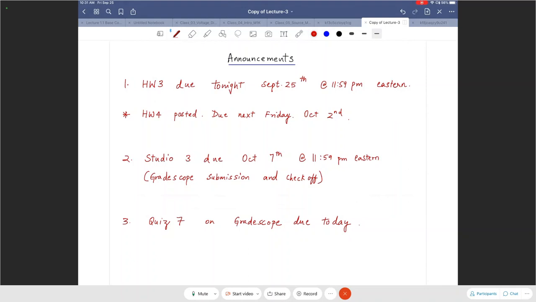Studio 3, some of you have already gotten checked off for that. Some of you have already submitted that on Gradescope, so that's really good. It is due October 7th, so you have some time to do this. However, it is probably one of the most complicated studios that you will do in this class, so I would recommend you to start early.